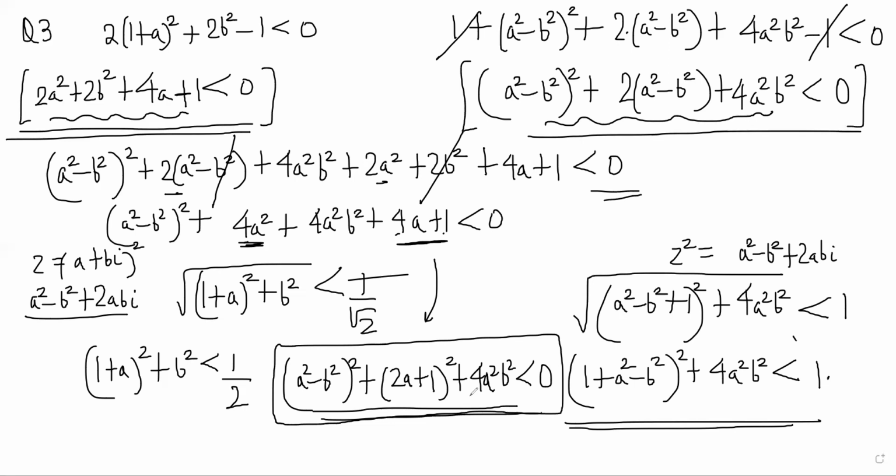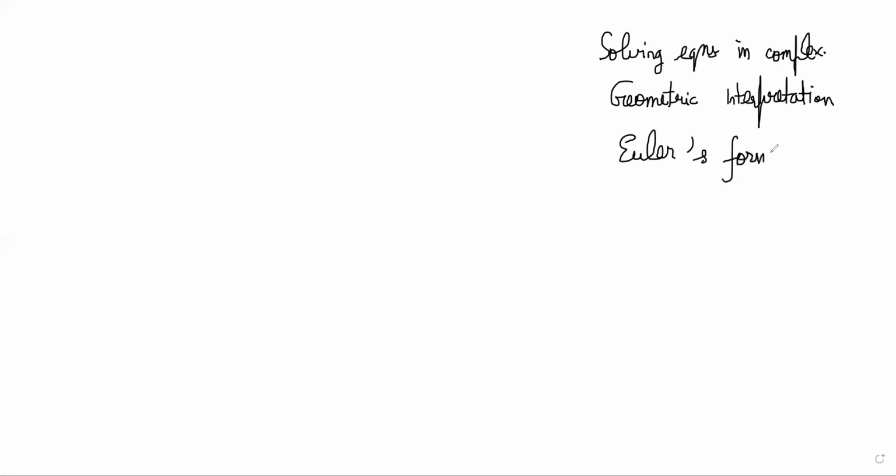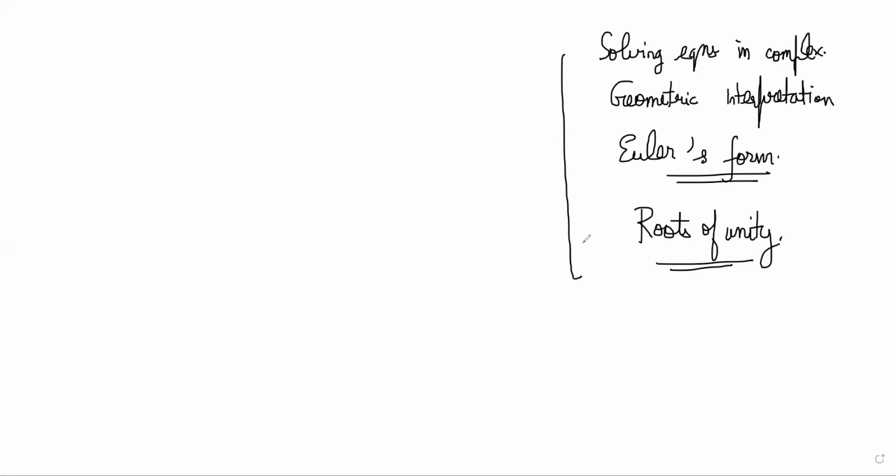Now there is a lot of stuff left, so we will just go in a sequence. There is solving equations in complex numbers. Then there is geometric interpretation. There is Euler's form of a complex number and roots of unity. There is a lot of theory left, so it will take several classes, but you should start solving your book. I'm sure there will be many beginner boxes. You should start doing it now.